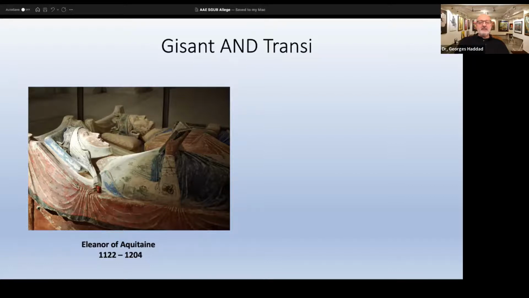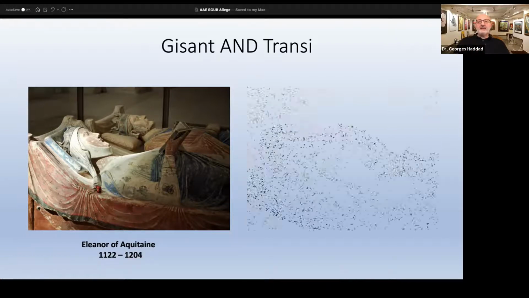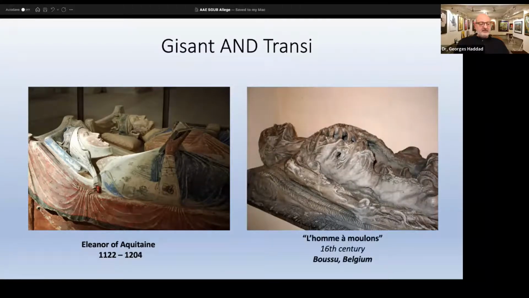So you look at this. This is the gisant of Eleanor of Aquitaine. She is reading. She wants to be resurrected in this way. After the plague, this is what we call a transit. A transit depicts the deceased as nude and shrouded, or in a state of advanced desiccation or decomposition. So this tells you how people hoped to be resurrected, and this tells you about the fear of people getting to this state.